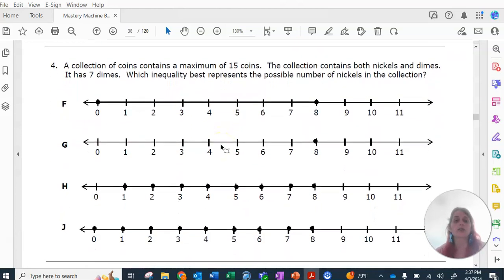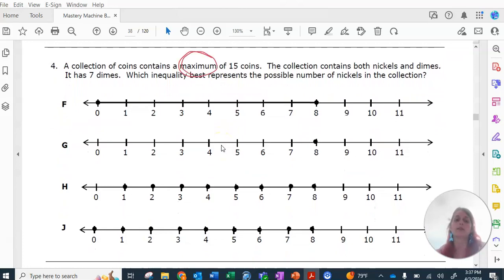On the back, a collection of coins contains a maximum of 15 coins. That means at most, it has 15 coins. It could be exactly 15. It could be less than 15. So I'm looking for a less than or equal to symbol. The collection contains both nickels and dimes. It has 7 dimes. So my nickels plus my dimes is going to be less than or equal to 15. You need to solve the inequality, isolate n, so you end up with n is less than or equal to something. And then you can decide on your answer.